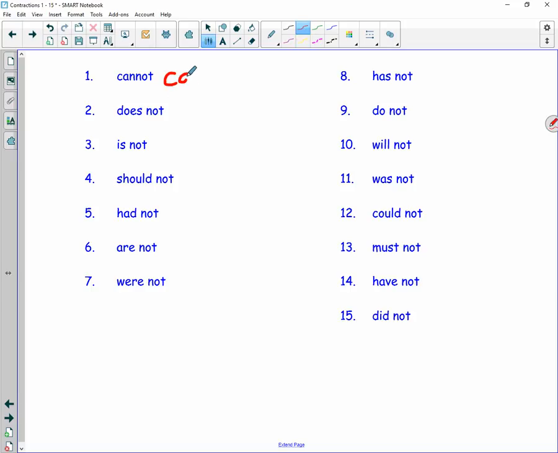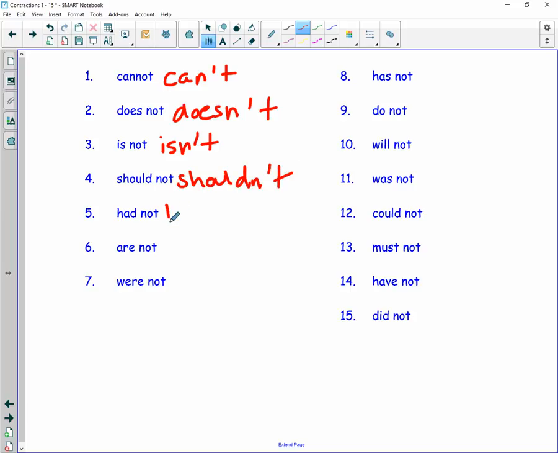Cannot becomes can't. Does not becomes doesn't. Is not becomes isn't. Should not becomes shouldn't. Had not becomes hadn't. Are not becomes aren't. Were not becomes weren't.